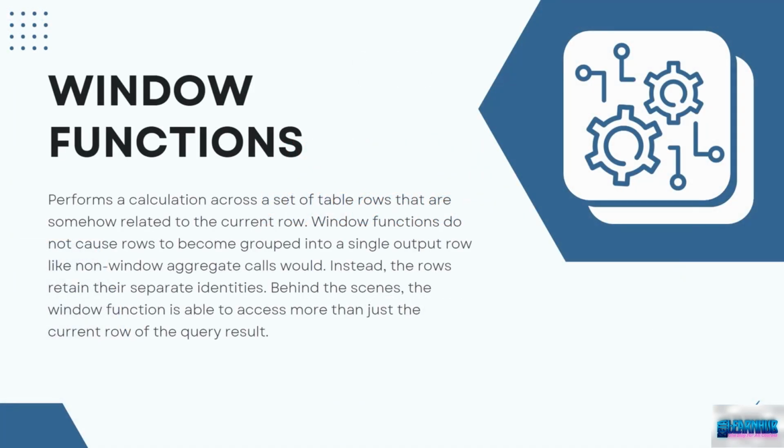A window function performs a calculation across a set of table rows that are somehow related to the current row. This is comparable to the type of calculation that can be done with an aggregate function. However, window functions do not cause rows to become grouped into a single output row like non-window aggregate calls would. Instead, the rows retain their separate identities. Behind the scenes, the window function is able to access more than just the current row of the query result.